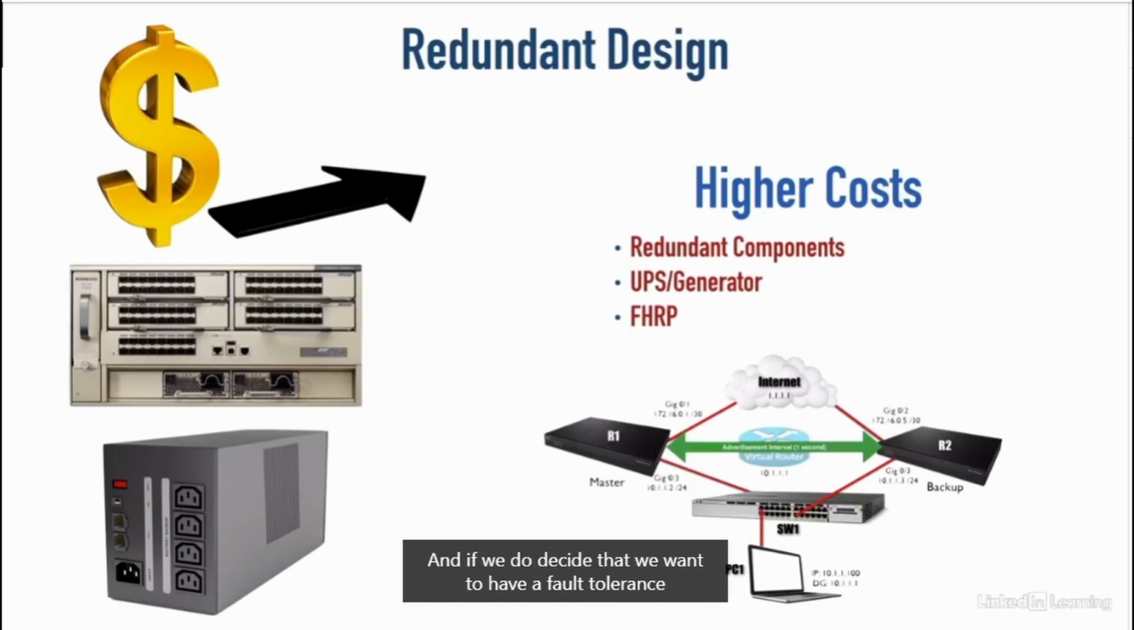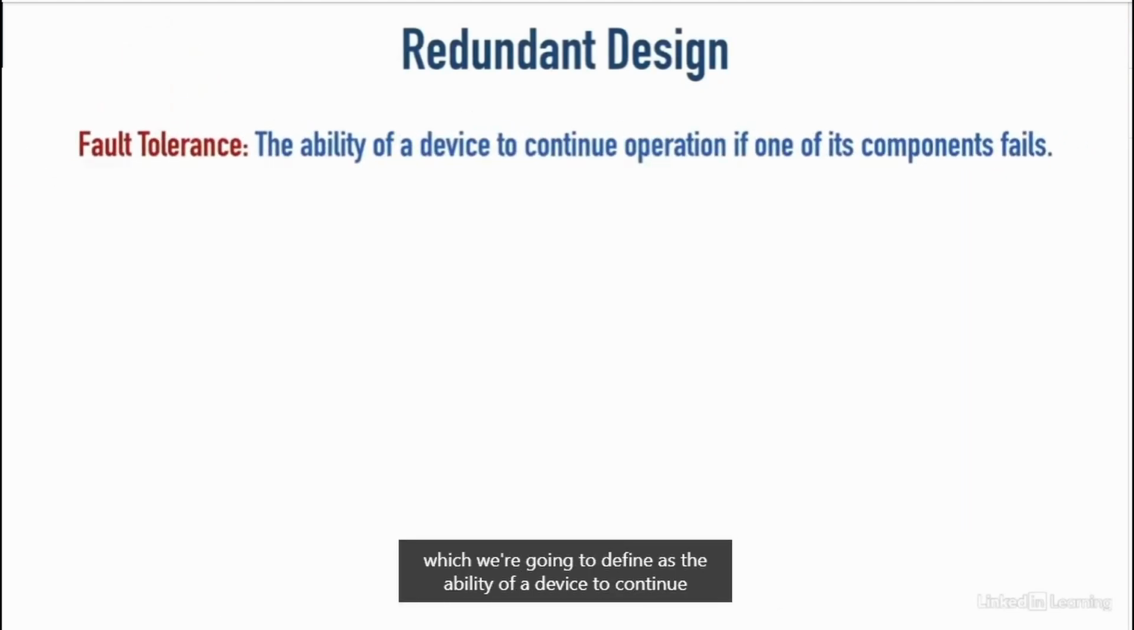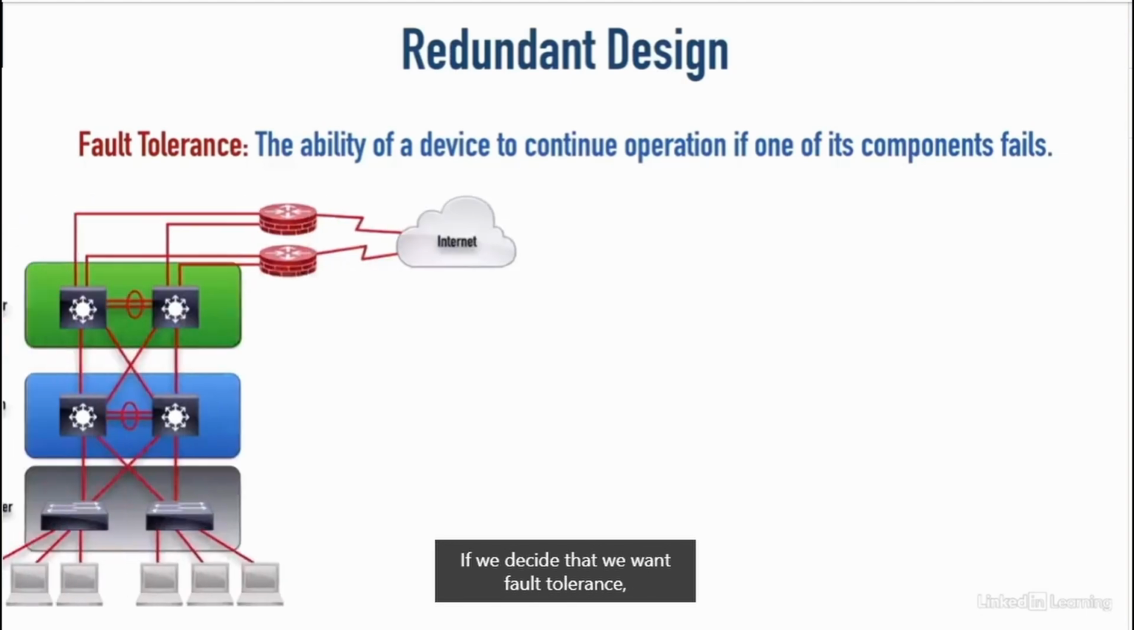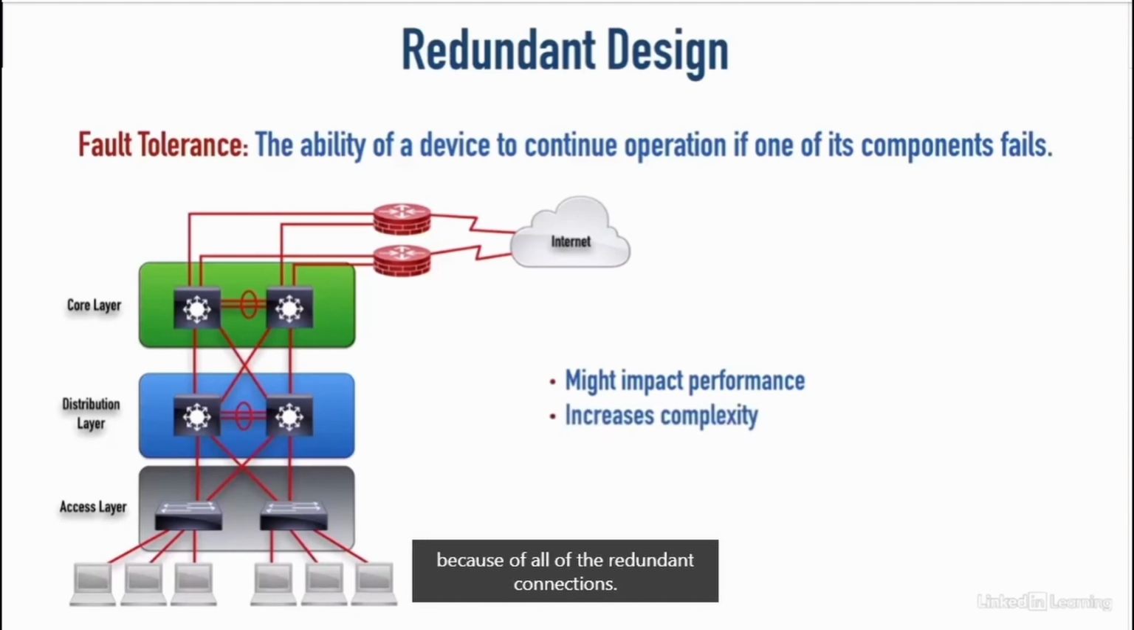And if we do decide that we want to have fault tolerance in our design, which we're going to define as the ability of a device to continue operation even if one of its components were to fail, we need to realize that this might impact performance. Instead of having 2 routers share the load, we've got one router that's bearing the burden that 2 routers used to have. And it can increase complexity because of all of the redundant connections. It can make it more difficult to troubleshoot.